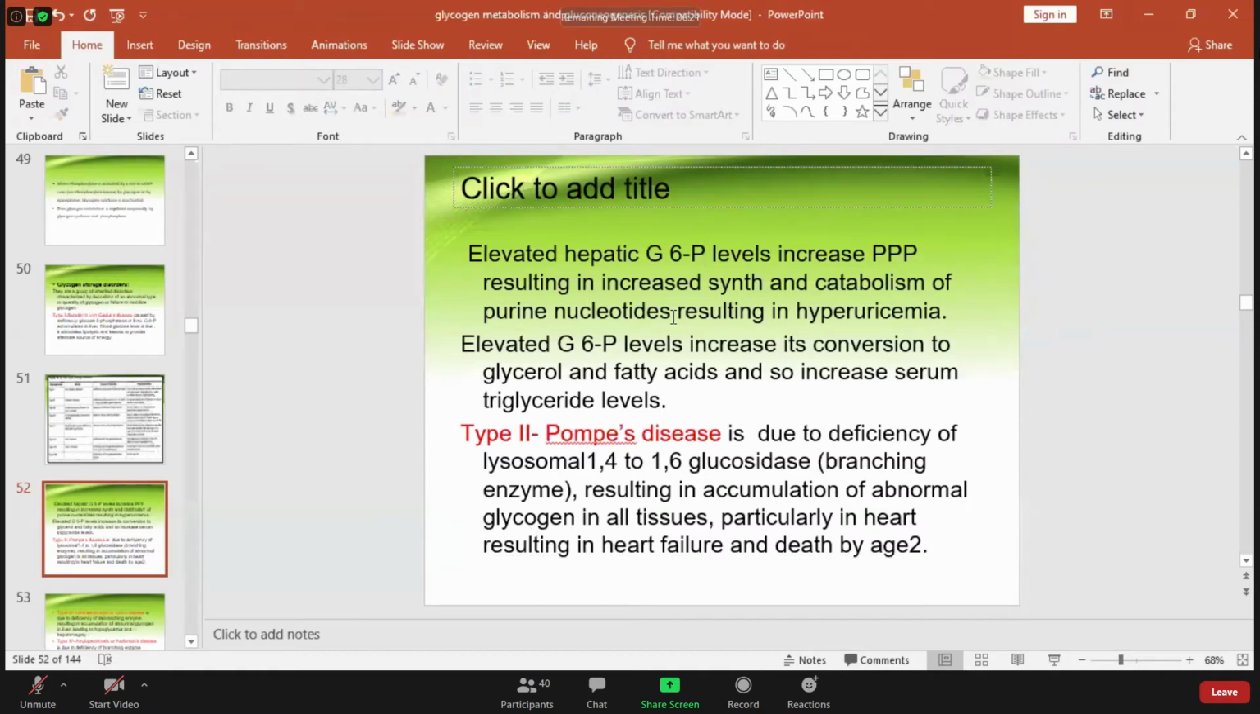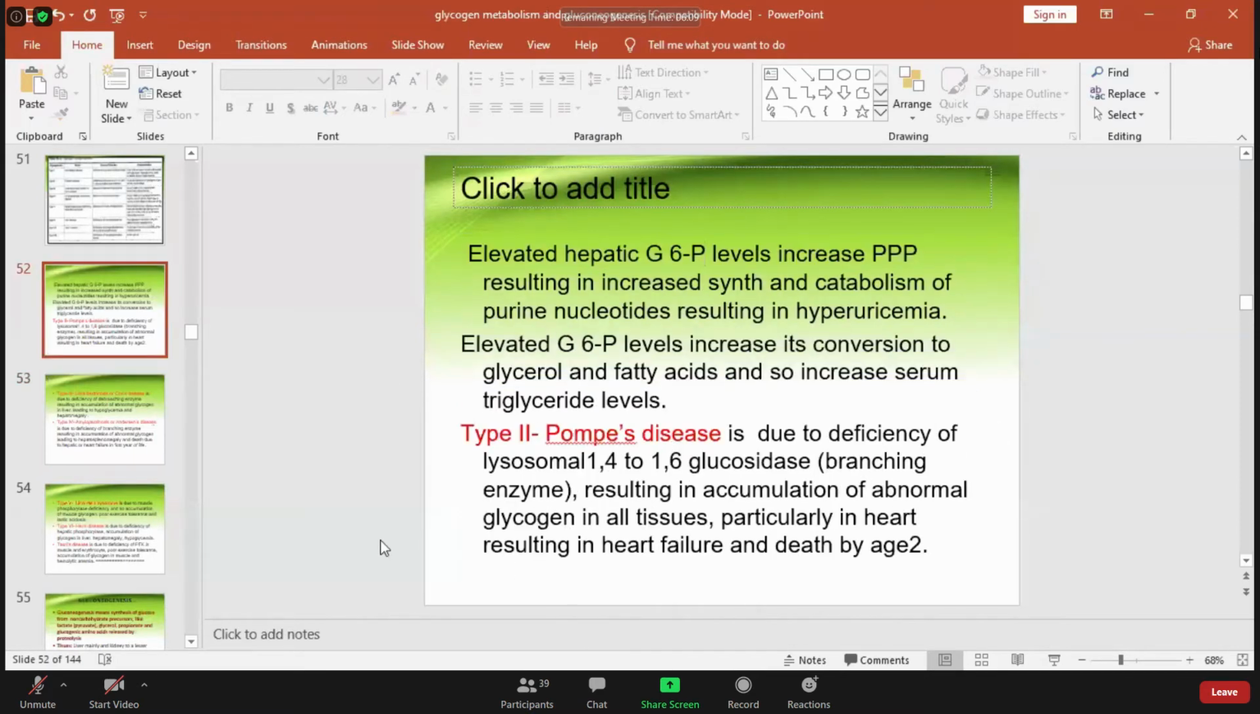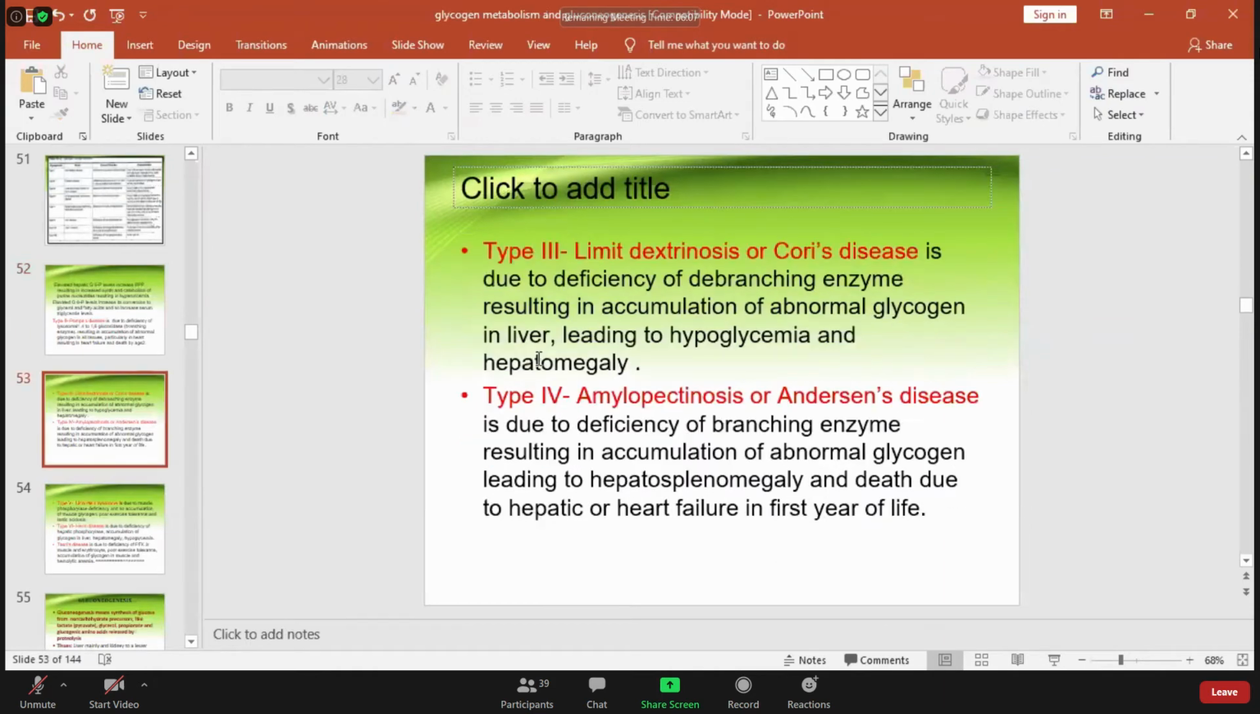Type 3, limit dextrinosis or Cori's disease, is due to deficiency of debranching enzyme. Here, it is lysosomal branching enzyme in type 2, that's what you should remember. Here it is deficiency of debranching enzyme, resulting in accumulation of abnormal glycogen in liver, leading to hypoglycemia and hepatomegaly.